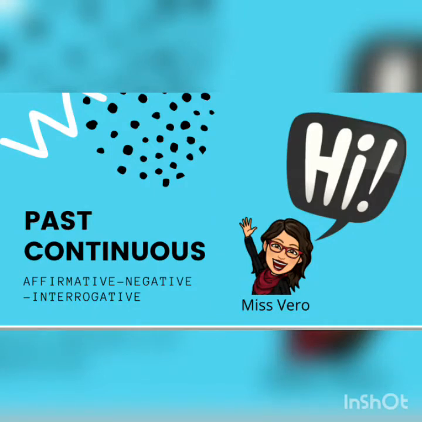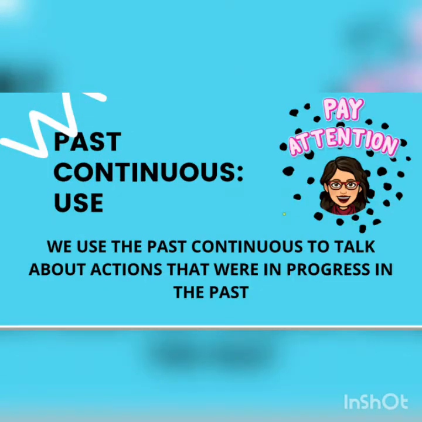To begin with, let's talk about the use of the past continuous, right? We use the past continuous to talk about actions that were in progress in the past. What does it mean? ¿Qué significa esto? Vamos a utilizar el pasado continuo para hablar sobre acciones que tuvieron una cierta duración en el pasado, es decir, que llevaron su tiempo, que fueron acciones en progreso, ¿sí?